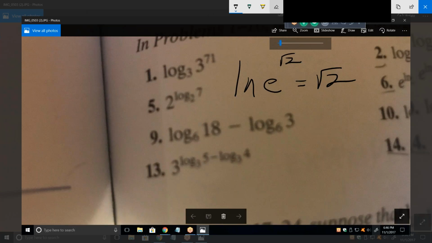Here's the next one you want to do. We don't have to do them in order of this page. You just tell me which ones. Log base 2 of 6 times log base 6 of 4.